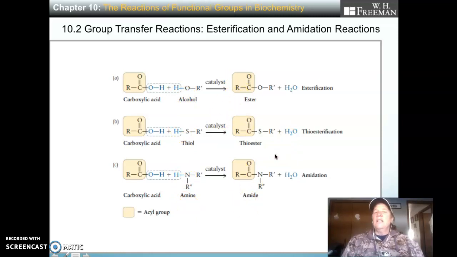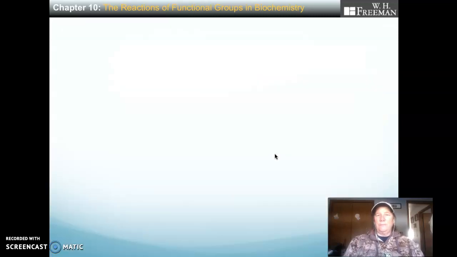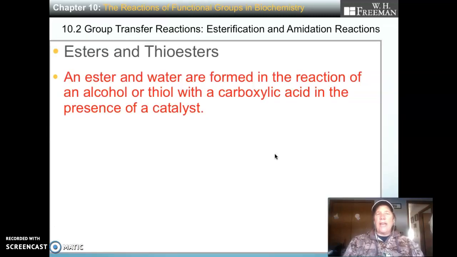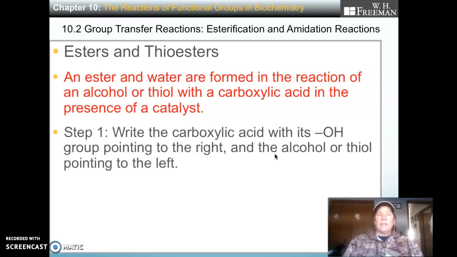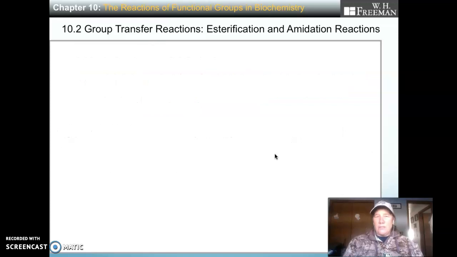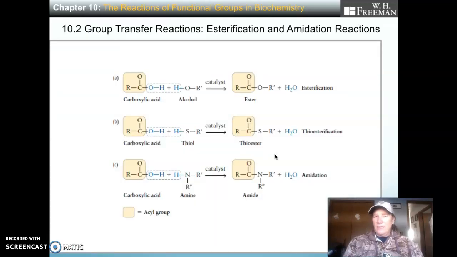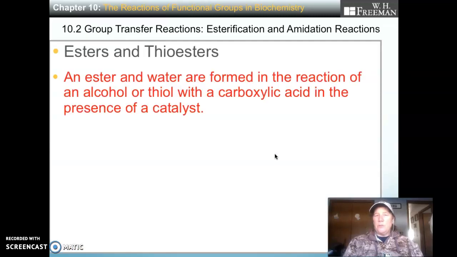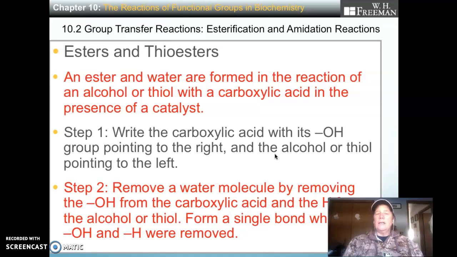Again, these are common organic reactions. Okay. So the esters and the thioesters, again, the only difference is a sulfur. They're formed either with an alcohol or a compound called a thiol that has sulfur in it, and a carboxylic acid. The catalyst is usually, like I said, heat. Okay, so if you're going to do it, you write the carboxylic acid, and then you have your alcohol. Okay, and then when they do that, if you notice, they're always pointing to the left. Okay. And then you end up with your two products, and your products is going to be either an ester or a thiol ester, and you're going to get water as well.